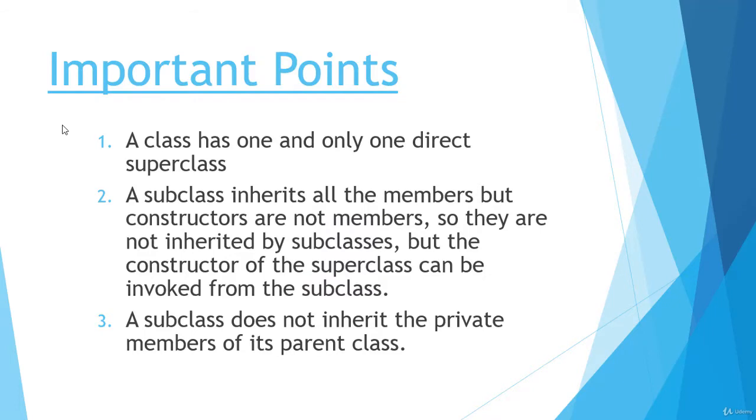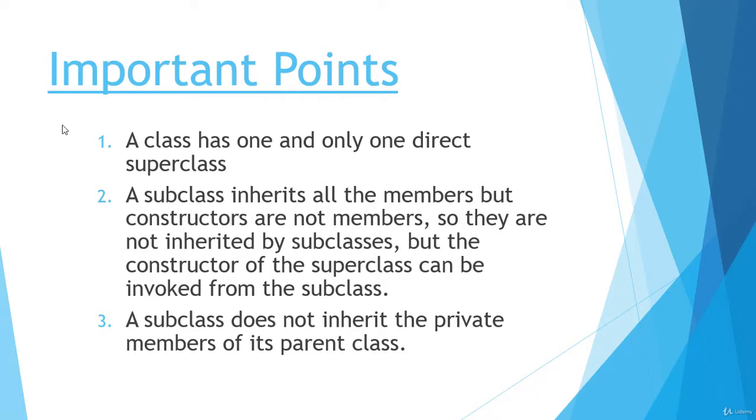Now important points in inheritance. A class has one and only one direct superclass. What does that mean? As in our previous slides, you can see that there is only one parent class. You cannot make two parent classes of one child. A class has only one parent class. It does not have more than one parent class. This is one of the most important points in inheritance in Java.